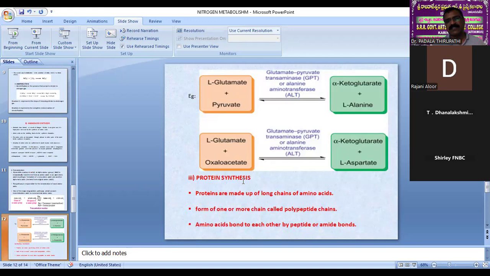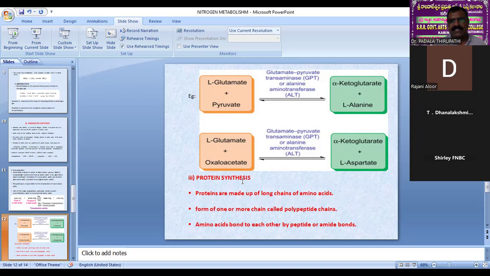protein synthesis. The third anabolic process of nitrogen metabolism is protein synthesis. I hope, my dear friends, you are following my class. The first one is nitrogen fixation. The second anabolic process is amino acid synthesis. Then the third anabolic process of nitrogen metabolism is protein synthesis.